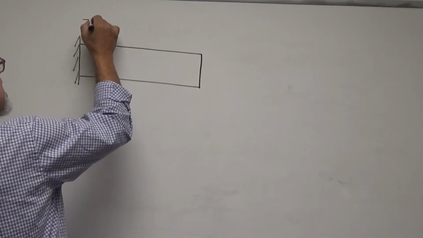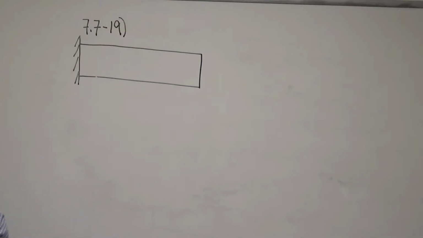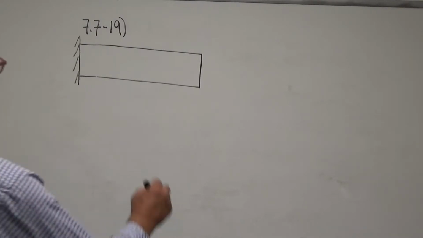Problem 7.7.19. I'm going to solve it for you using purely symbols. The symbols make it, for me, dramatically less cumbersome than plugging in all the numbers. And you can always plug the numbers at the end, and you will see, because the answer is in the back of the book, that you get the answer that it's stated.